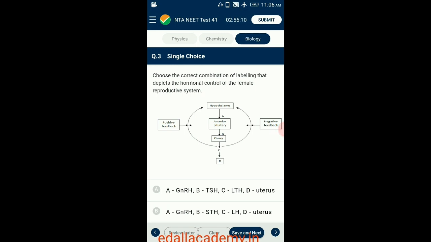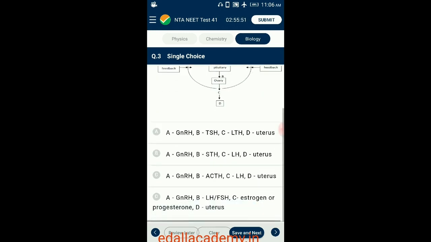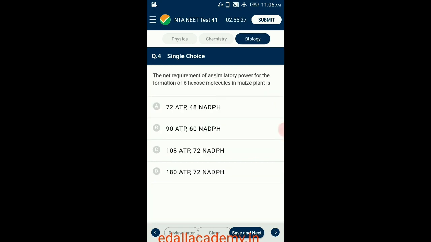Follicle stimulating hormone also stimulates the formation of estrogen. Luteinizing hormone stimulates the corpus luteum to secrete progesterone. Ovulation is induced by luteinizing hormone. Both estrogen and progesterone then act on the uterus. So the correct answer for this question is option D. Correct option is D.